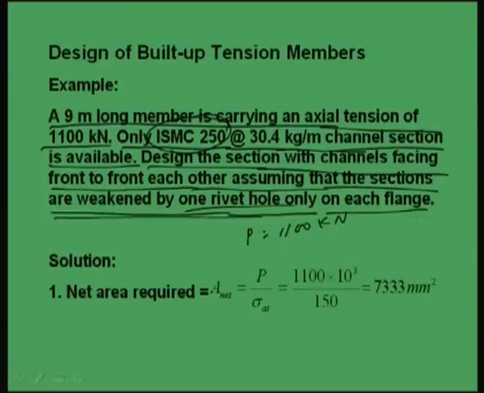Okay. So for designing what will we do first? First we will do the net area, how much it is required, we have to calculate. So net area required is P by sigma at. So from this, 7333 millimeter square we are getting. Okay. So this is the net area we need to provide.